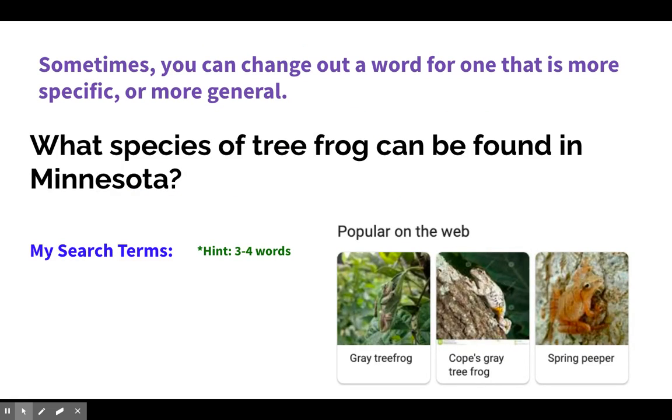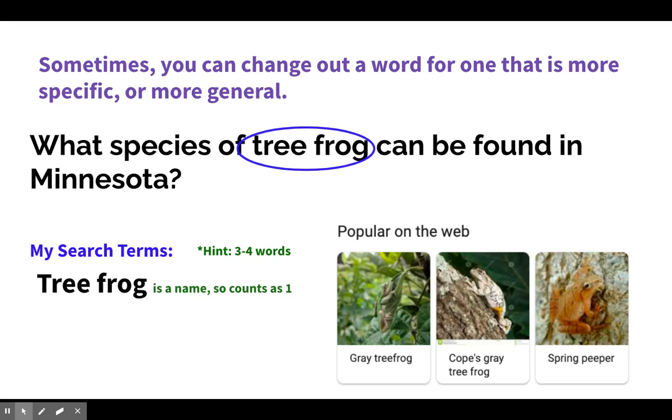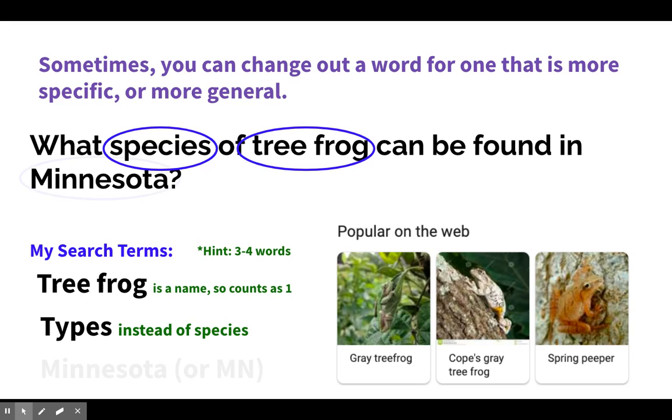Okay, so here's that question we had again from both the worksheet and earlier in this presentation. Tree frog again. Species, we could use types instead of species, so using an easier word. And then Minnesota, once again, either the full word or just MN.